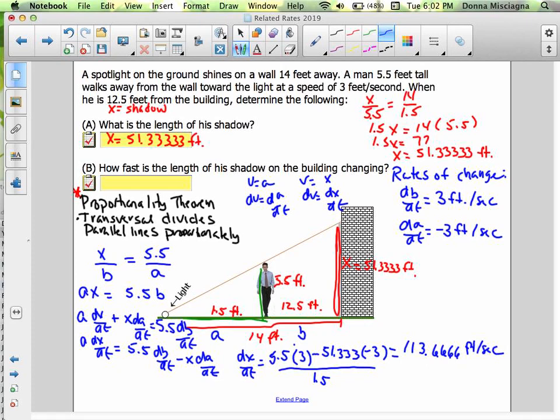All right, so how fast is the length of the shadow changing? That would be dx dt, and that was 113.6666 feet per second. So pretty fast.